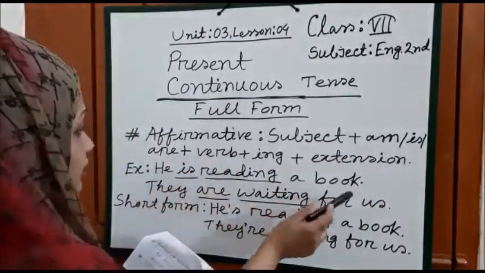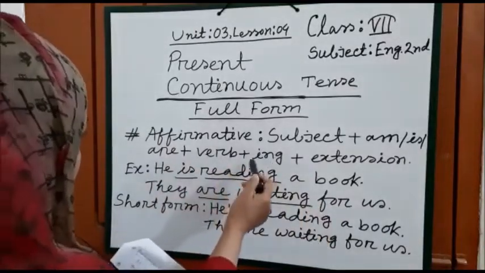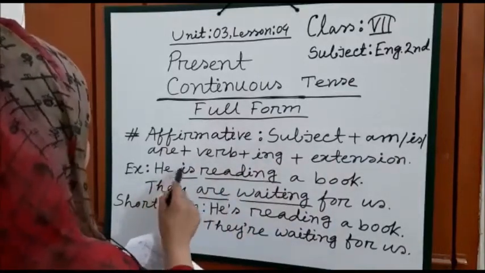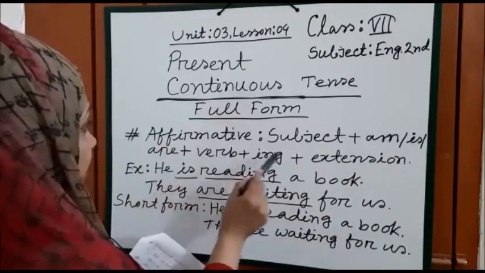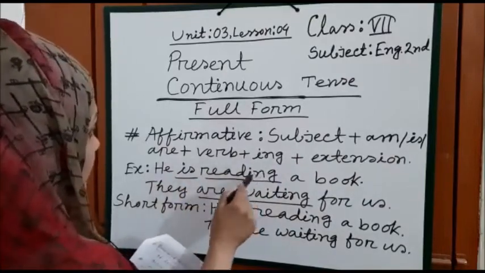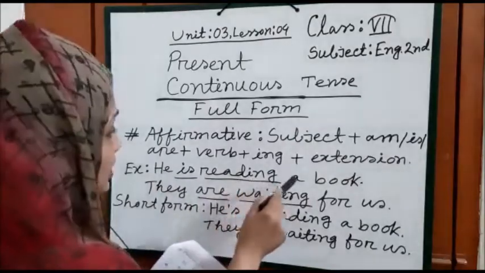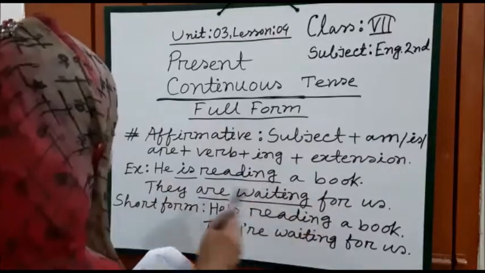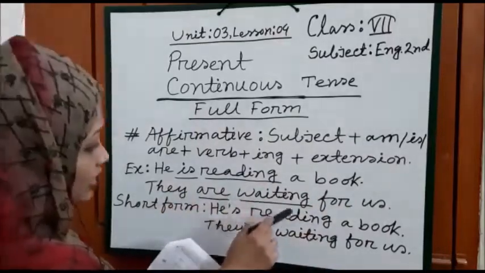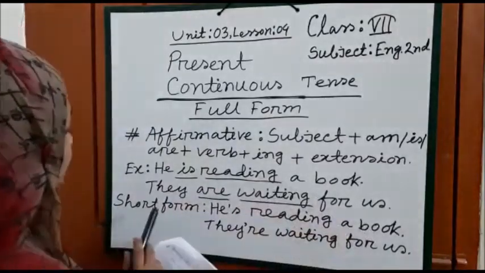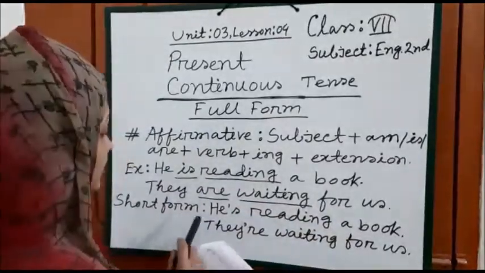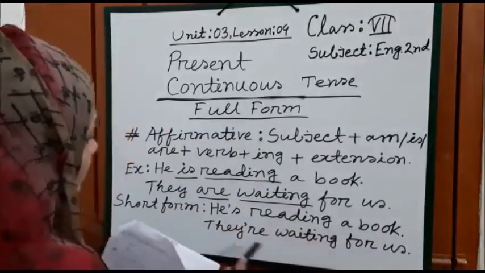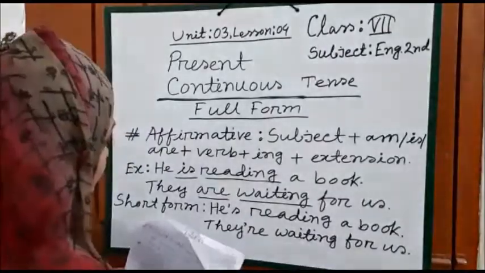He is reading a book. We can see that the subject is he, and according to the person we have used is, and read is the main verb, and we have added ing with read, and a book is the object. So, he is reading a book. In this way, they are waiting for us. If we want to write it in short form, we have to write in this way: he is reading a book, they are waiting for us.